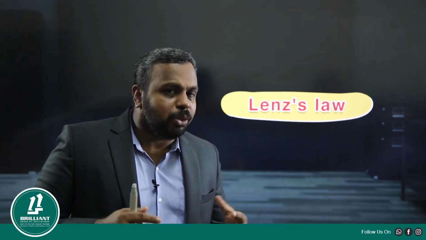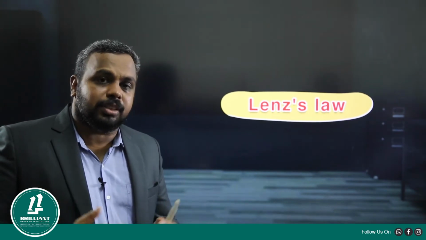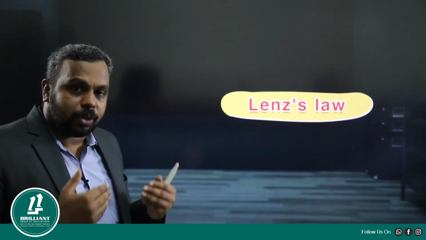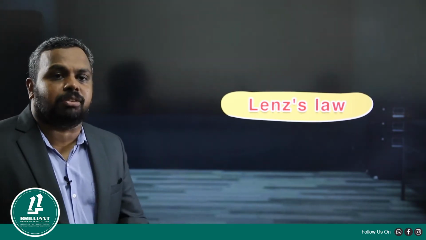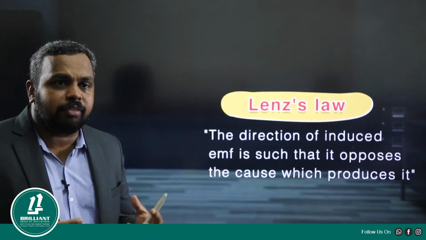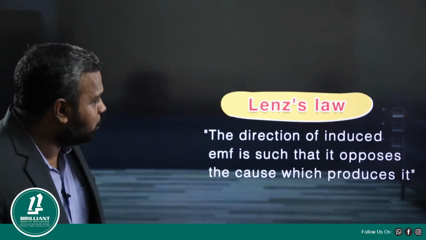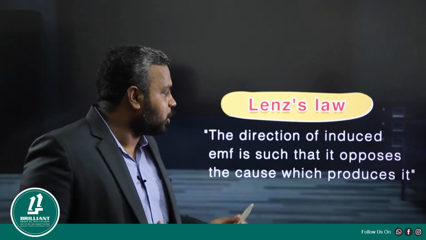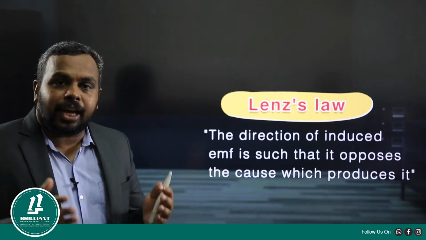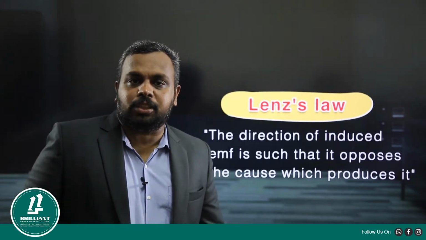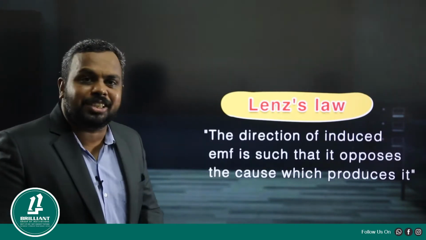Before going to understand what Lenz's law is, let's go through the statement, and after that we can go to the detailed explanation. Remember, Lenz's law is dealing with the direction of induced EMF. So how can we find the direction of induced EMF? Look at the statement. The direction of induced EMF is such that it opposes the cause which produces it. It looks like a very simple statement, right?